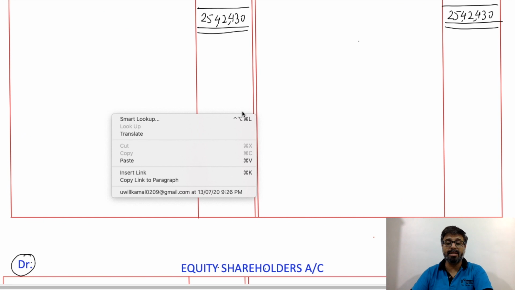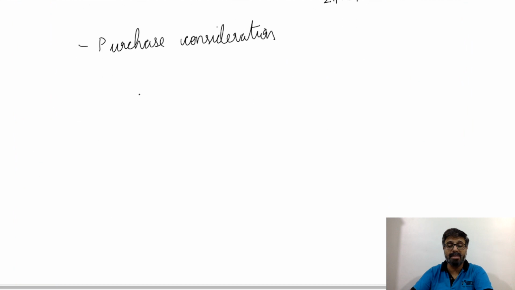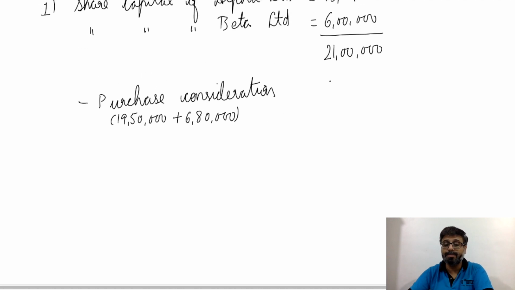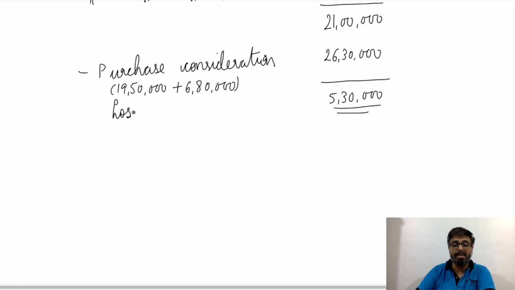So total purchase consideration for both the companies is 19,50,000 plus 6,80,000, that is 26,30,000. Now against 21 lakhs we are paying 26,30,000. How much more we are paying? 5,30,000. We are paying more, which from the transferee company point of view is called loss on acquisition.